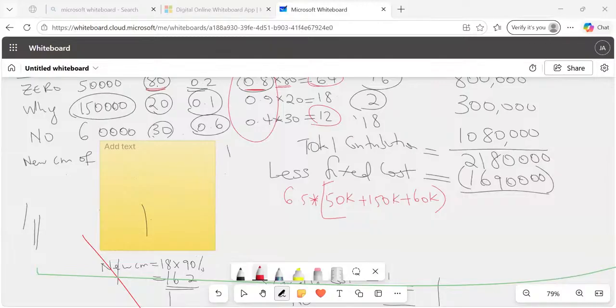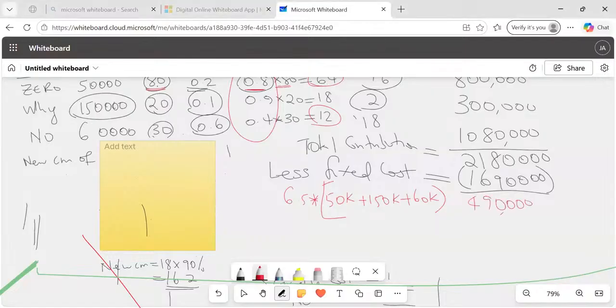The profit you're getting should be a replica of what has been given there. They are giving me a figure of 490,000. This should be 490,000.